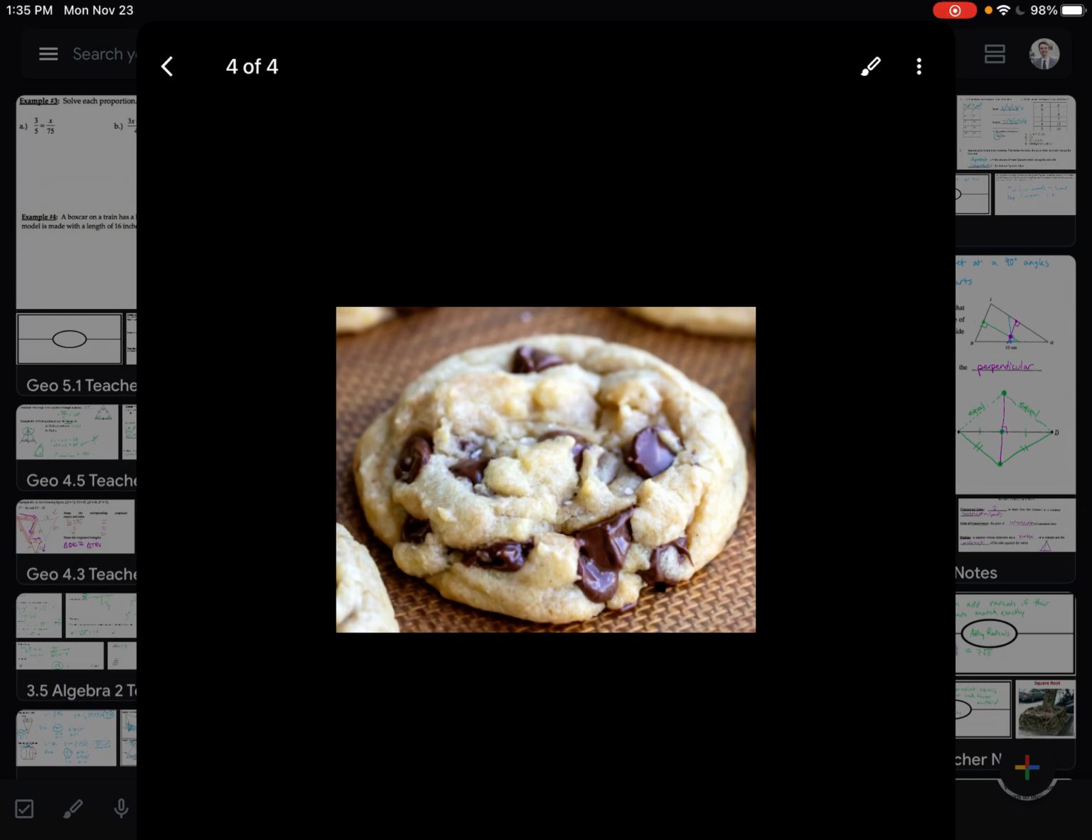Hi everybody and welcome. Today in this video we're going to be talking about ratios and proportions. So your goal after watching this video will be to understand conceptually, but also solve problems that involve ratios and proportions.